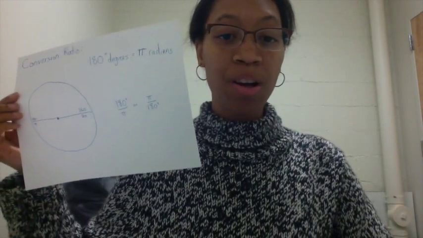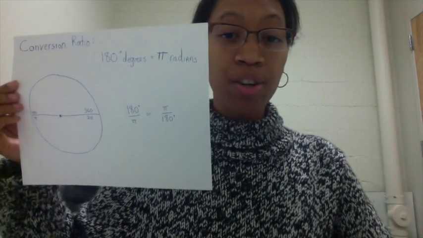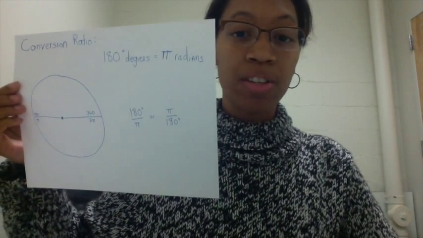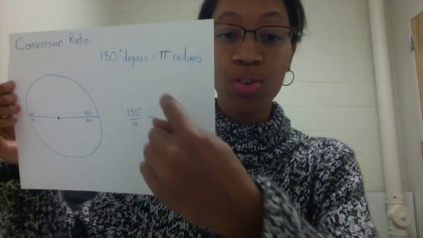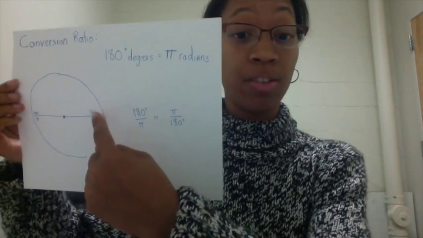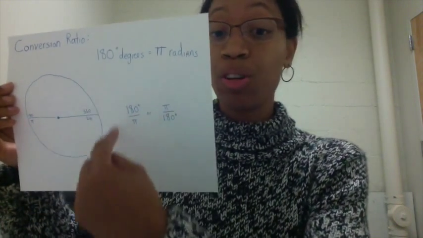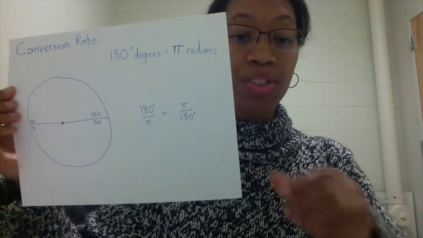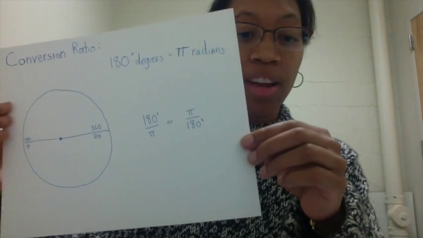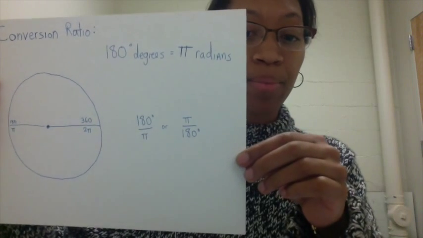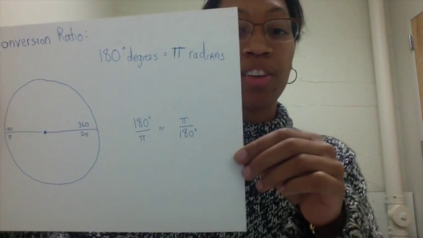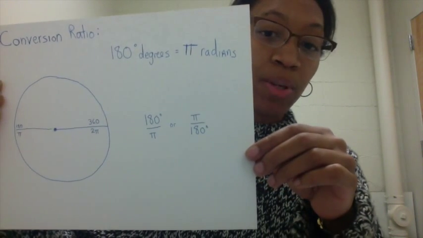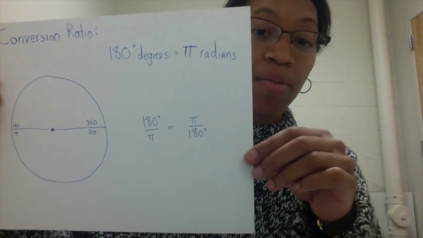All right, when we're talking about radians, the conversion factor between radians and degrees, well, we know that a full circle is 360 degrees. Well, a full circle in radians is 2 pi. So half of a circle in radians is 180 degrees, that's 1 pi. And so this is our conversion factor. 180 degrees is just pi radians.